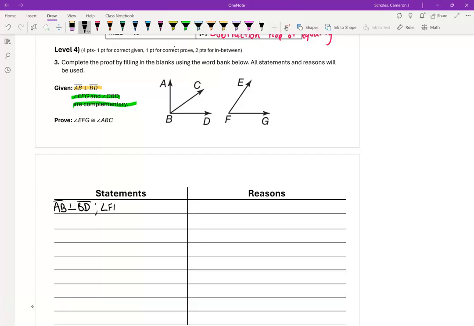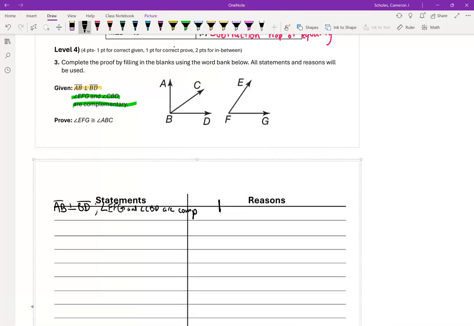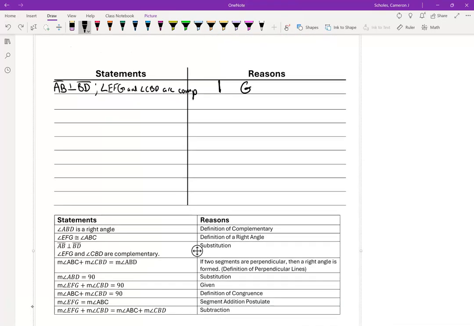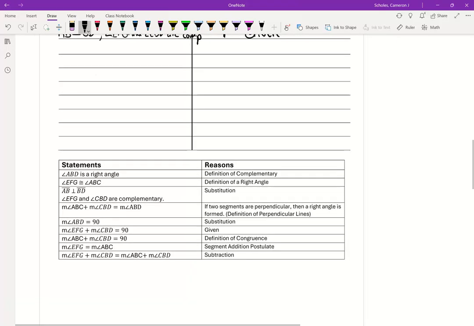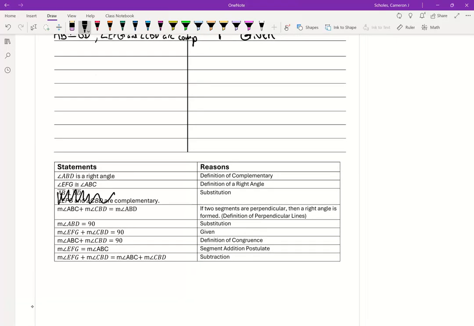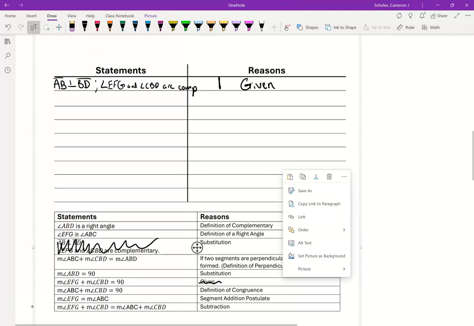Angle EFG and angle CBD are complementary. I always say "comp" just to save some space. And the reason for that, I'm going to draw a line to separate it because I'm heading over to the reasons a little bit. That is given. So what I would do is mark this off, since I used the given, so I don't get confused and use them again by accident.